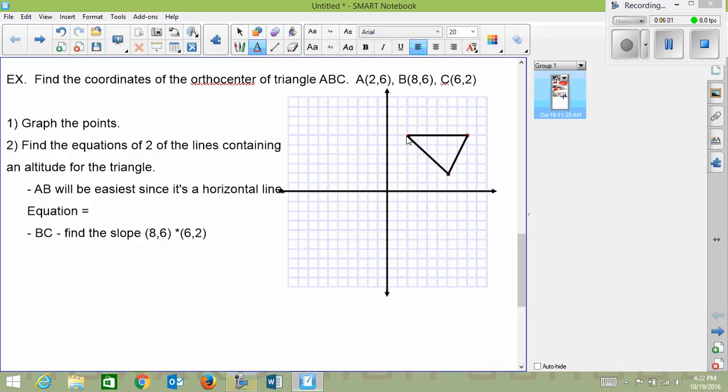So I have already graphed my points. Here is A, here's B, and here's C. So find the equations of two of the lines containing an altitude for the triangle. And I already have a little hint here. AB is going to be the easiest since it's a horizontal line. It already is like this, right? And so to do the altitude of that, I just have to make it perpendicular, right?